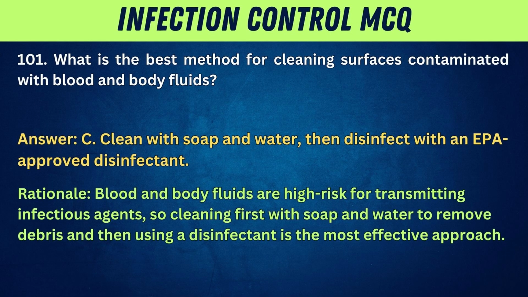Answer: C. Clean with soap and water, then disinfect with an EPA-approved disinfectant. Rationale: blood and body fluids are high risk for transmitting infectious agents, so cleaning first with soap and water to remove debris and then using a disinfectant is the most effective approach.